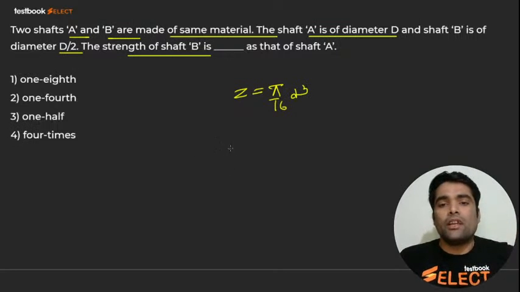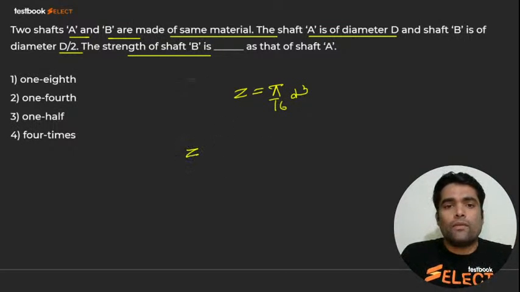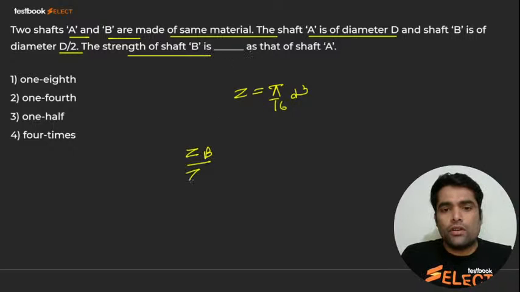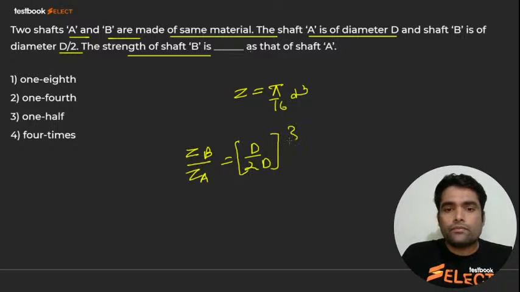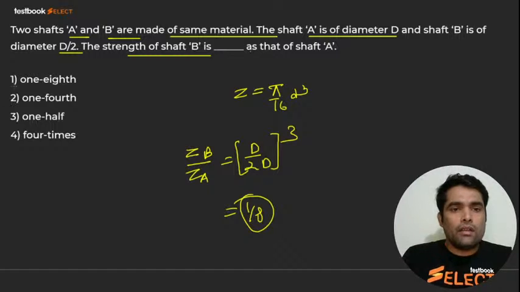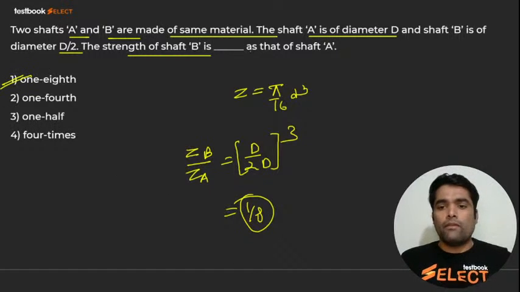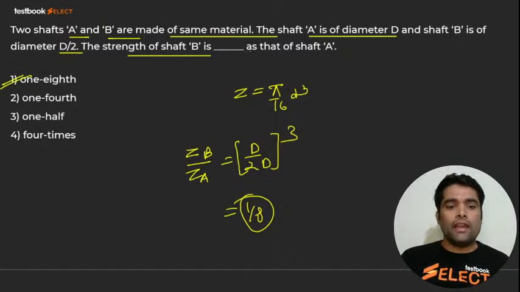Polar moment of inertia will be pi by 32. We have to find out what the strength of shaft B is, equal to shaft A. That will be D by 2 into D cube, so it should be 1 by 8. I hope you got it, guys. 1 by 8 is the answer.